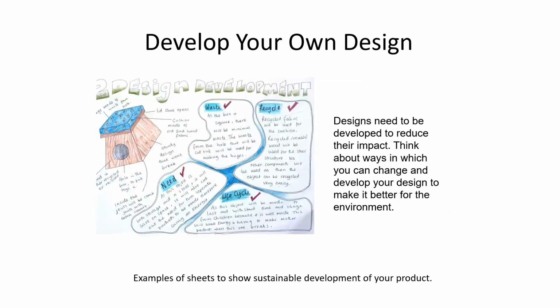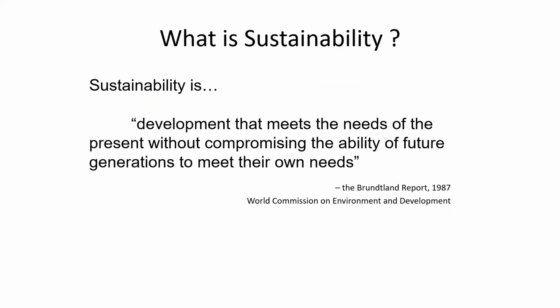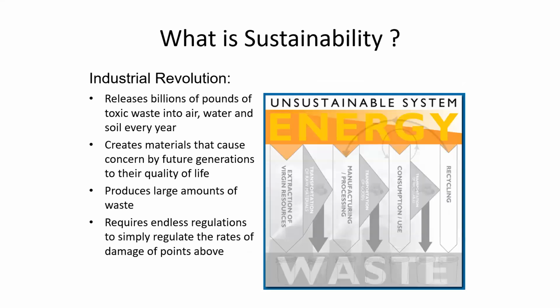Then develop your own design. You have to come up with your design in terms of what the need is, what the waste is, what the recycling is, and what the life cycle of that is. Then you try to be as sustainable as possible. So when we say sustainable, what does that mean? It means development that meets the needs of the present without compromising the ability of future generations to meet their own needs, as per the Brundtland report in 1987.